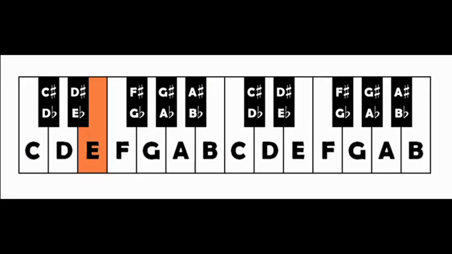Guys, in the previous video we learned to name every single note on our piano keyboard. In this video we're going to look at the distance or relationship between two notes that sit together, such as C and C sharp. If we look at our piano, we can see that E and F and B and C sit right next to one another. There is no black note in between them. We say that these notes are a semitone apart.